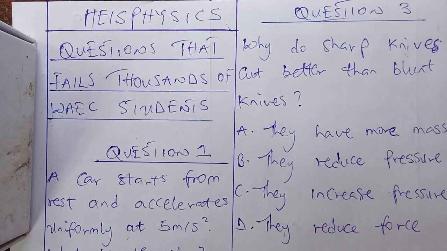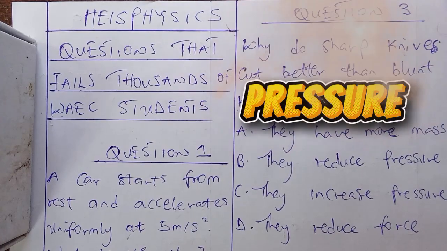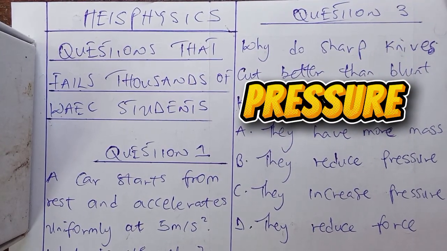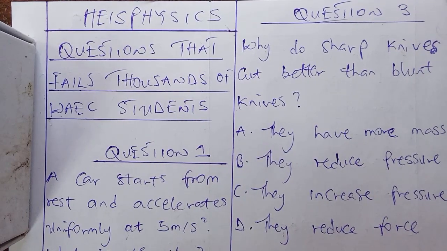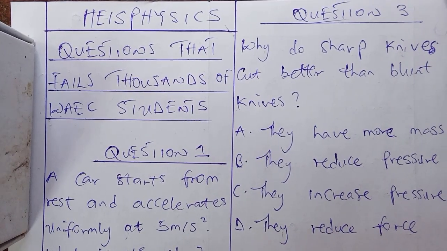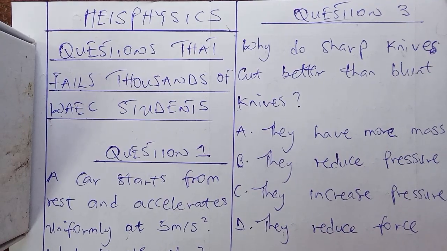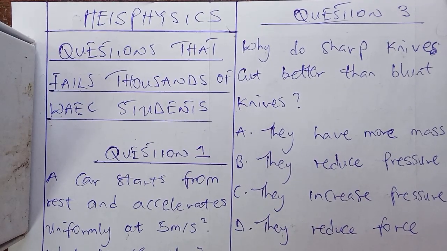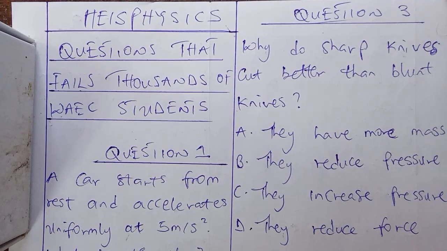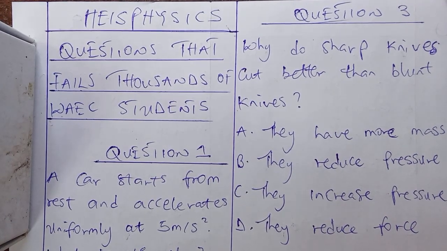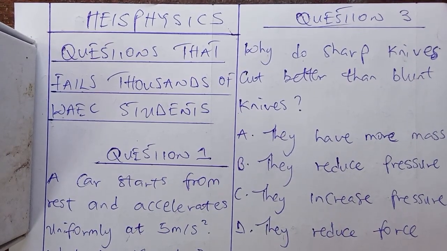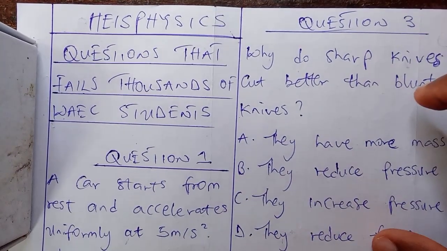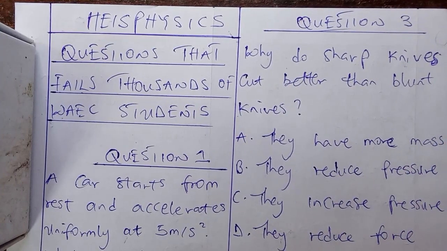Now question 3 is an objective question. By now you're supposed to know that WAEC is made up of both theory and objective. So question 3 is an objective question, which says, why do sharp knives cut better than blunt knives? Option A, they have more mass. Option B, they reduce pressure. Option C, they increase pressure. Option D, they reduce force. The answer is they increase pressure, because if a knife is sharp, as you're cutting whatever area of the object, it will be easier and there will be more pressure because the knife is sharp. So the answer is they increase pressure.